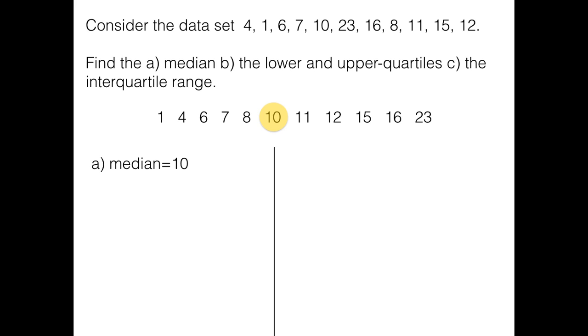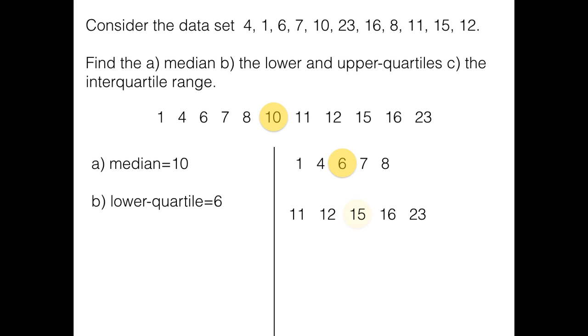Now to find the lower quartile, we're going to take the 5 numbers to the left and write them out. We're not going to include 10, we're going to discard it. We're going to find the middle of those 5 numbers, 6, and that's our lower quartile. We're going to repeat for the upper quartile by taking from 11 to 23, and the middle of those numbers is 15. So we've got our upper quartile of 15, so that's the third quarter, if you like.